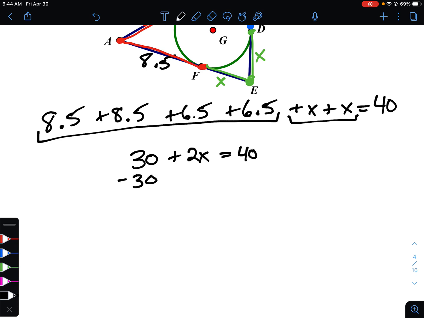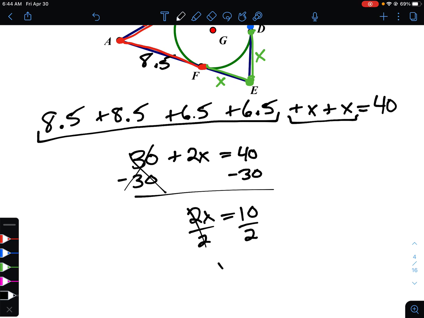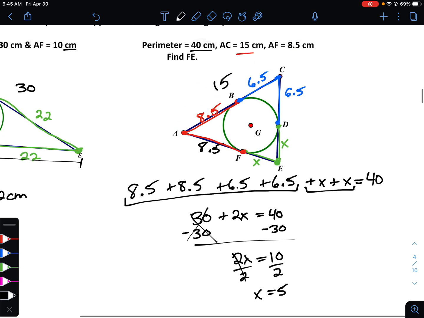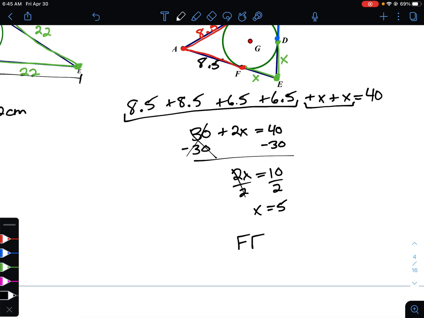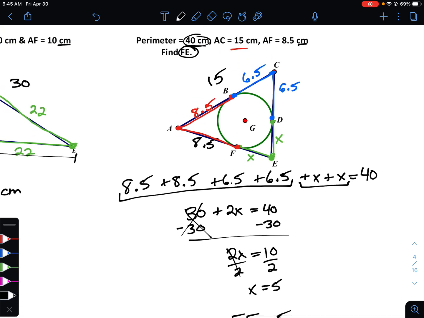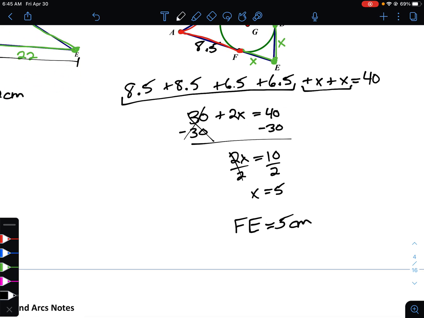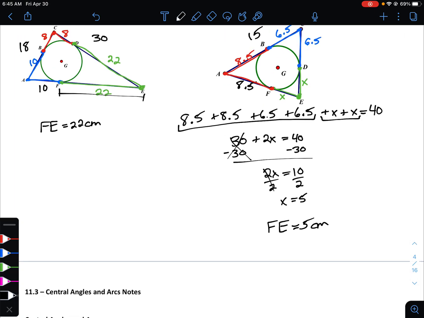So now we just have to solve for x. Let's subtract 30. So that gives us 2x is equal to 10. Now to get x by itself, just divide both sides by 2, and we get that x is equal to 5. Now x, remember, is the same as FE, which is in fact what we are looking for. So we can also say if x is 5, that FE is equal to 5. And then once again, our label was centimeters. So 5 centimeters is going to be our answer.